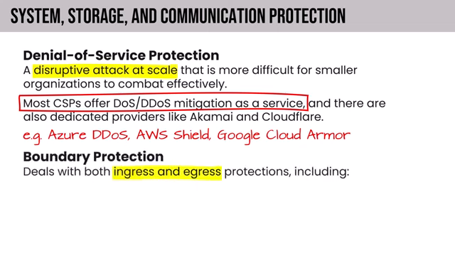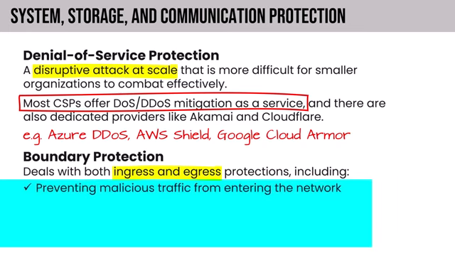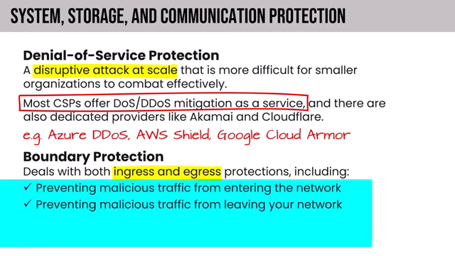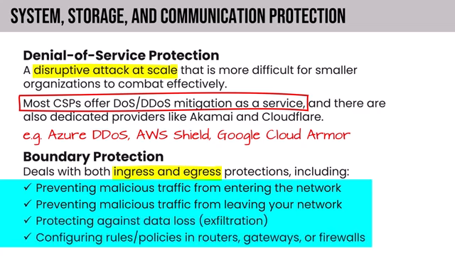Then we have boundary protection, which deals with both ingress and egress protections, including preventing malicious traffic from entering the network, preventing malicious traffic from leaving the network, protecting against data loss, so data exfiltration, and configuring rules and policies in your routers, gateways, or firewalls. And your large CSPs generally have a policy engine that allows you to configure centralized policies to apply to your network virtual appliances, your virtual firewalls and gateways as you bring those devices or new regions online, so you don't have to configure those individual devices manually. So you're really codifying your configuration in infrastructure as code.